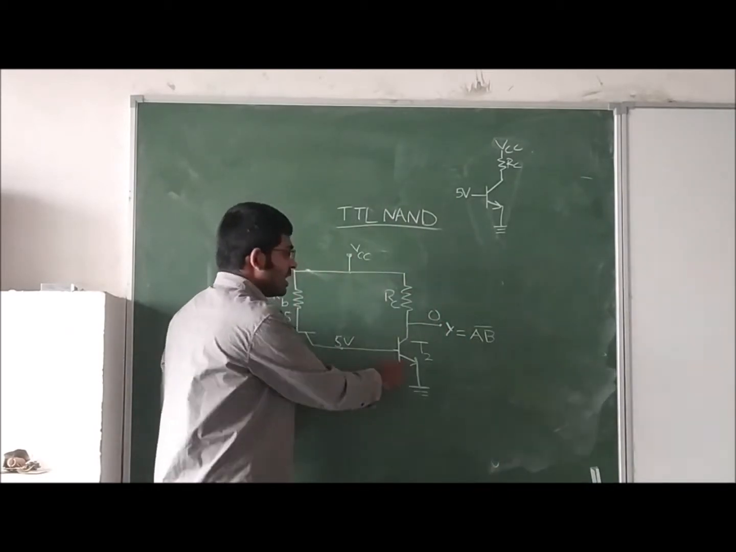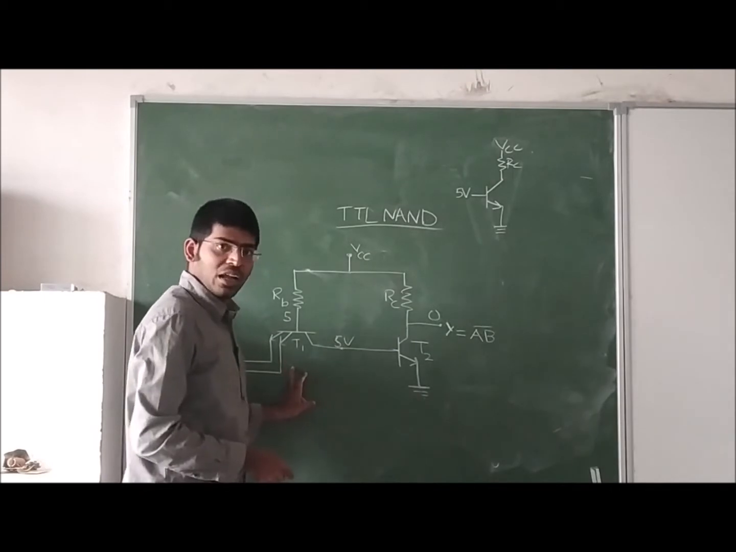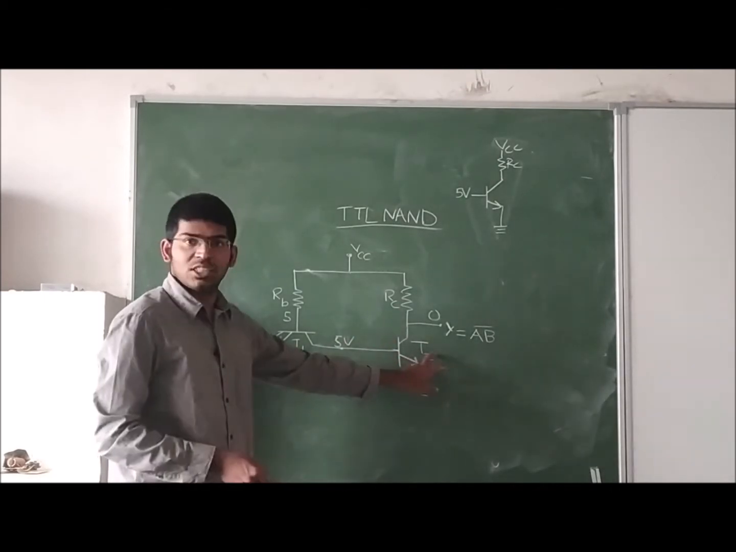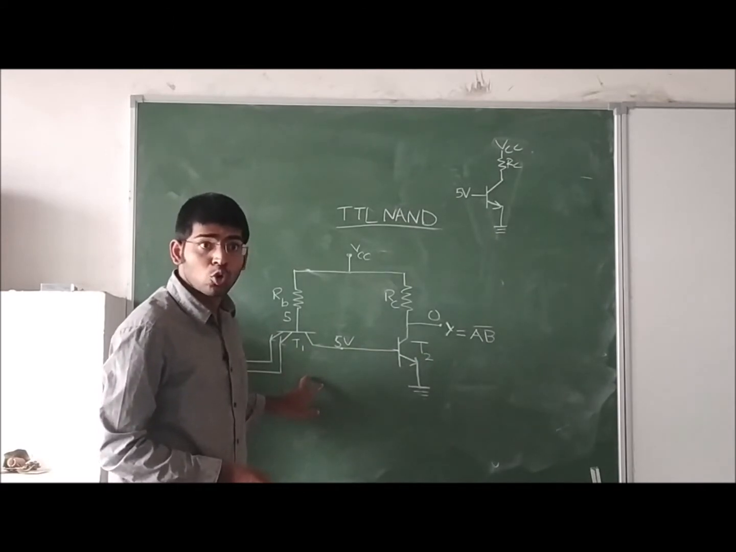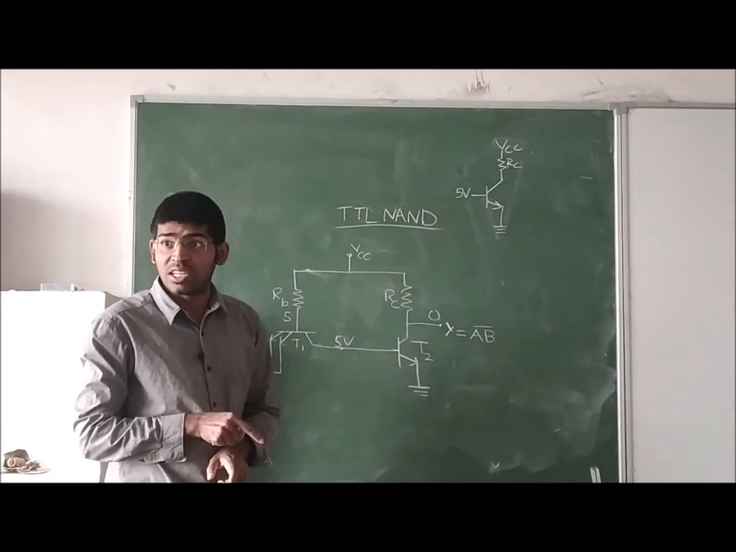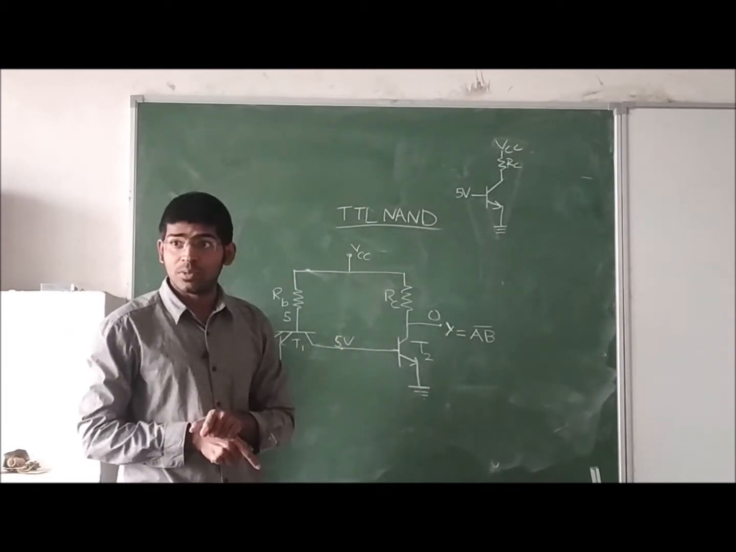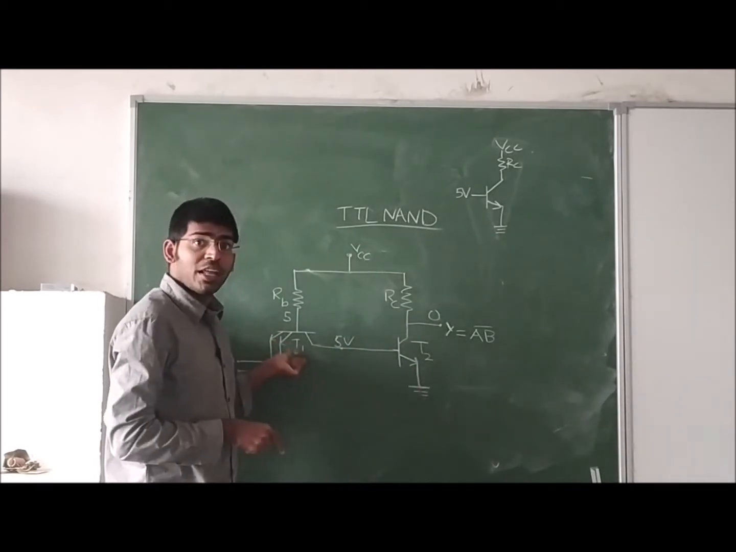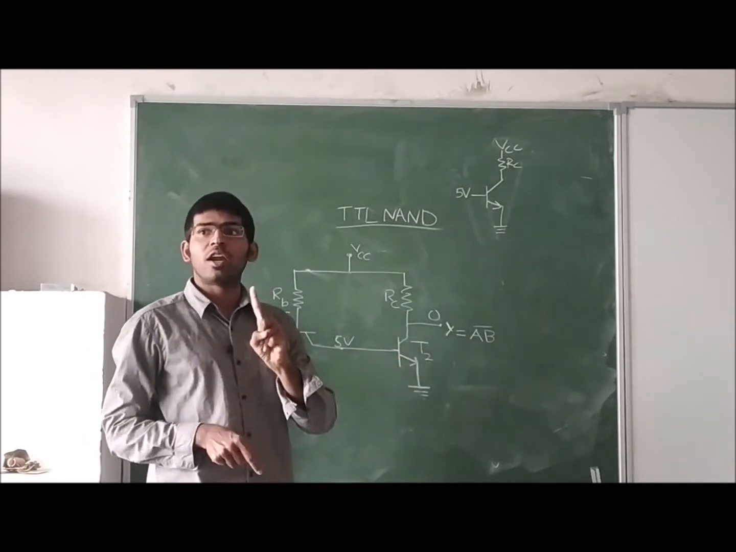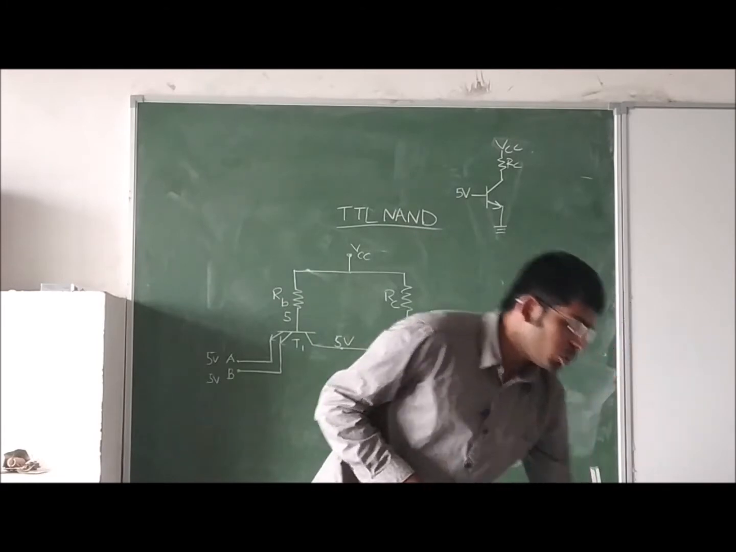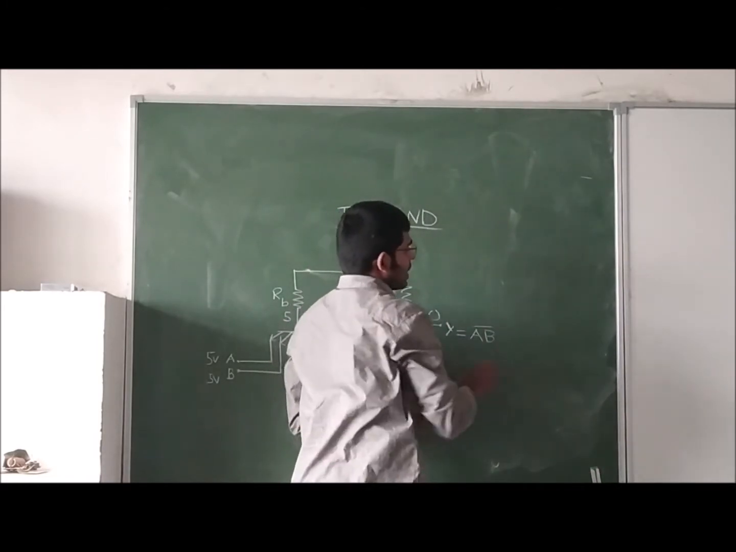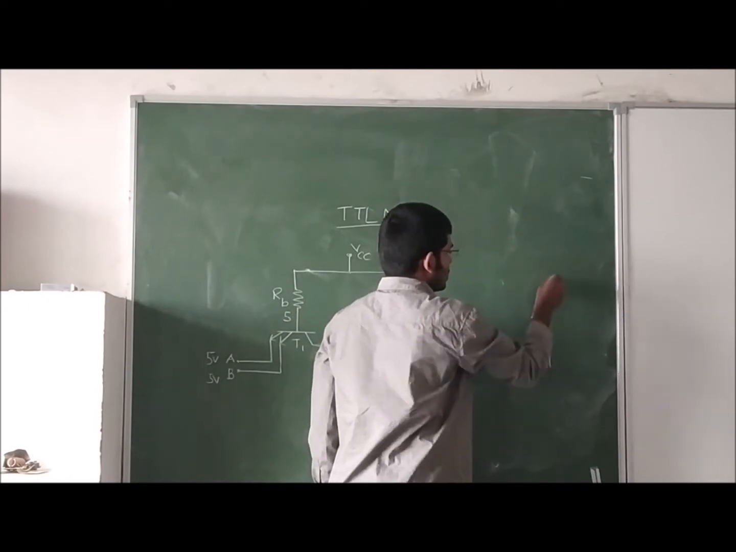In this TTL technology, if you observe here, we are taking in this digital logic circuit 2 transistors. Transistor T1 is a multi-emitter transistor with 2 emitters. This transistor is not a multi-emitter transistor; it has only one emitter. First you should have the fundamentals very thoroughly. For that we are taking the concept of transistor as a switch.